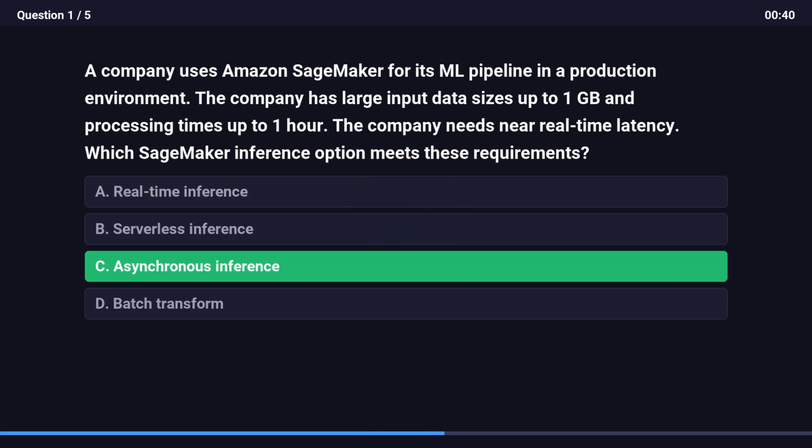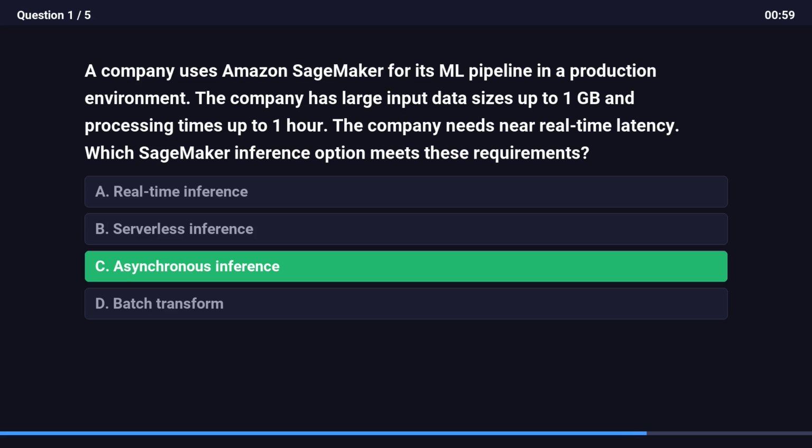The correct answer is C. Asynchronous inference. Asynchronous inference is designed for large payloads and long processing times while still providing near real-time responses. It can handle payloads up to 1 GB and processing times up to 15 minutes per request.